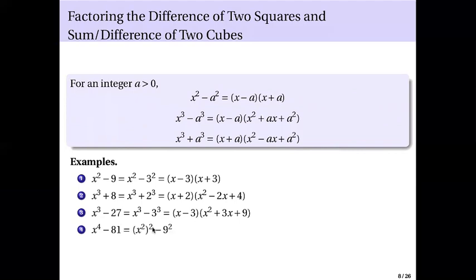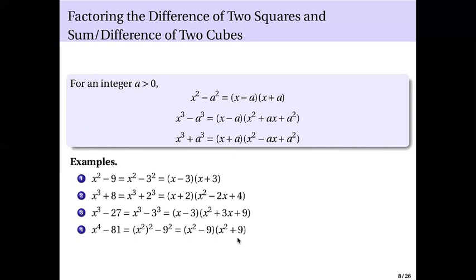So we write this as x squared squared minus 9 squared, which means it is of this form already, and we use this formula. So we have x squared minus 9, and then x squared plus 9, according to this formula. So this x squared plus 9 is already prime.